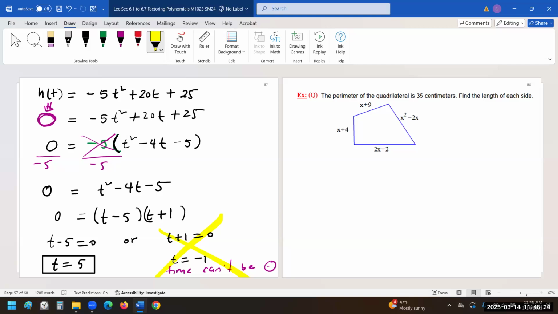Can you guys read this? Let me give you the information. It says we have a quadrilateral, means you have four sides. This quadrilateral has a perimeter of 35.